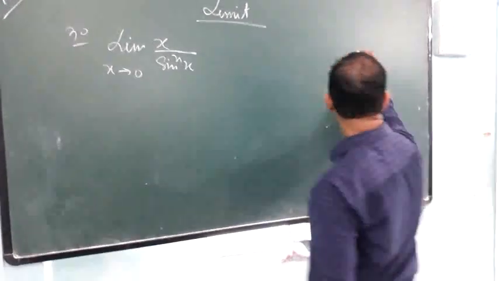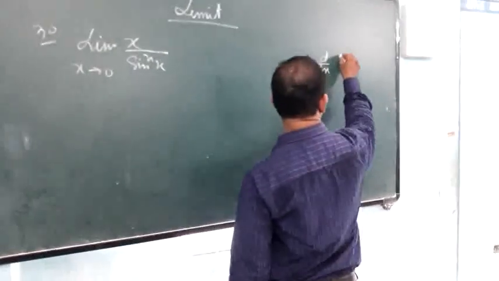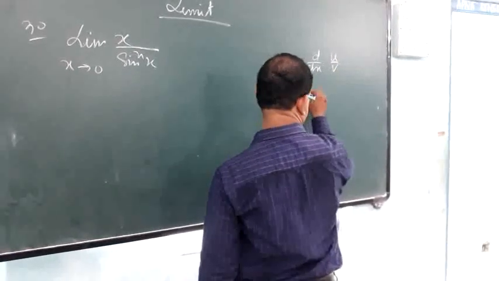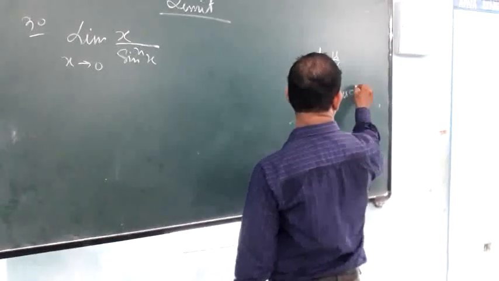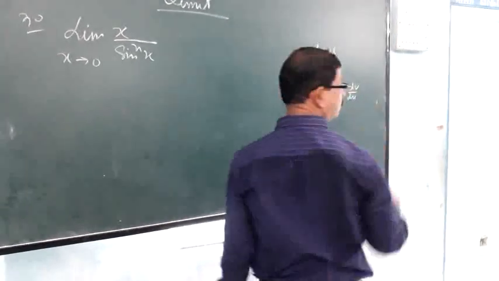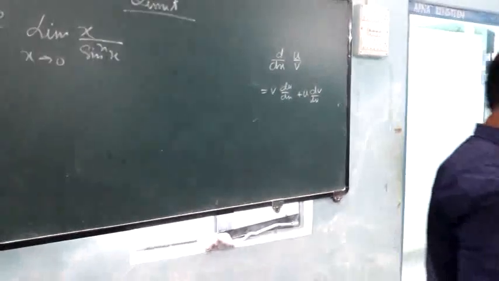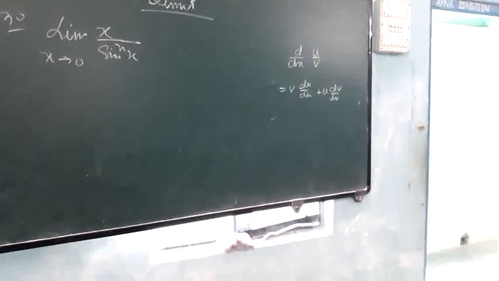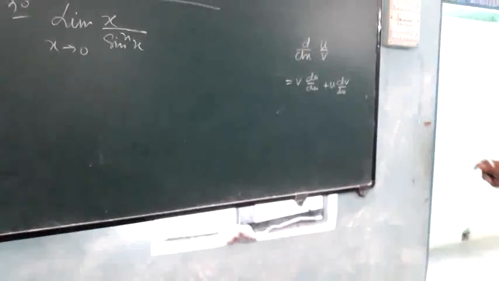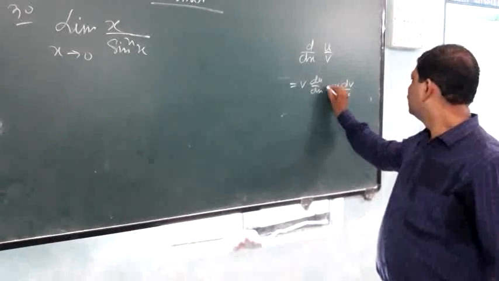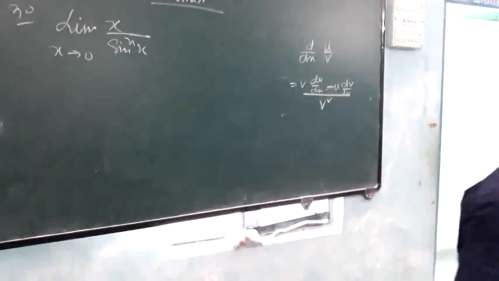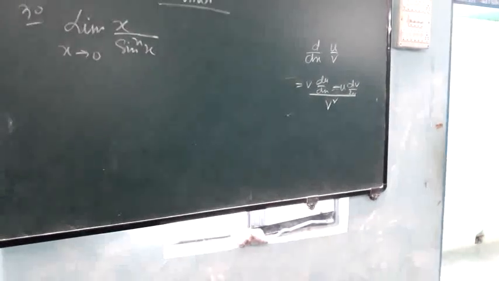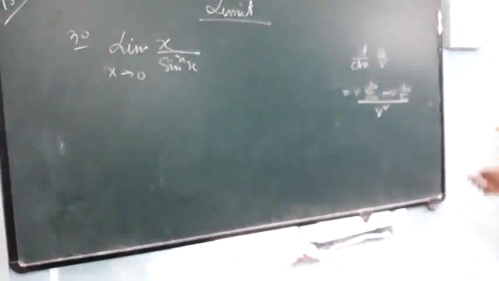Before that, we know d/dx of u by v is equal to v du/dx minus u dv/dx, divided by v square. Do you remember? I have said this earlier, that d/dx of u by v goes like this, divided by v square, that is v into du/dx minus u into dv/dx, divided by v square.